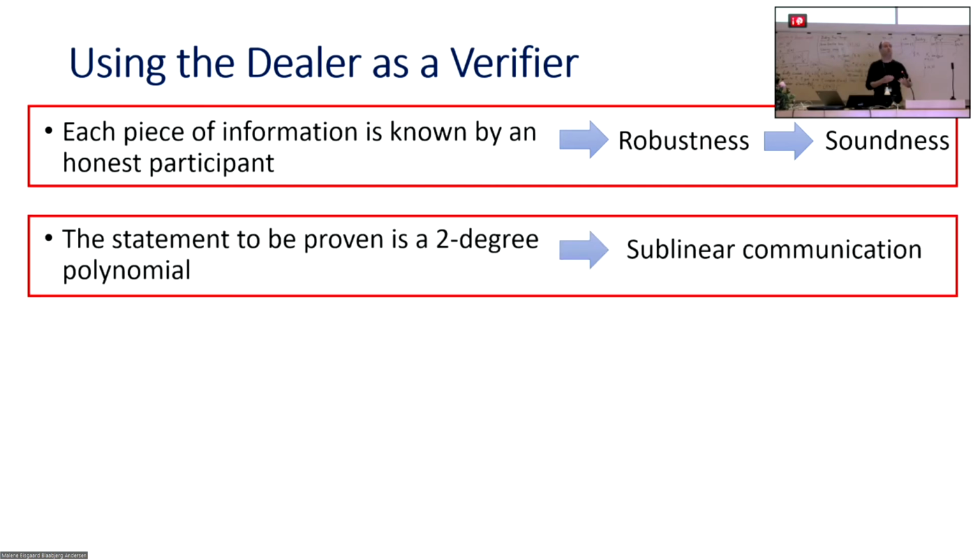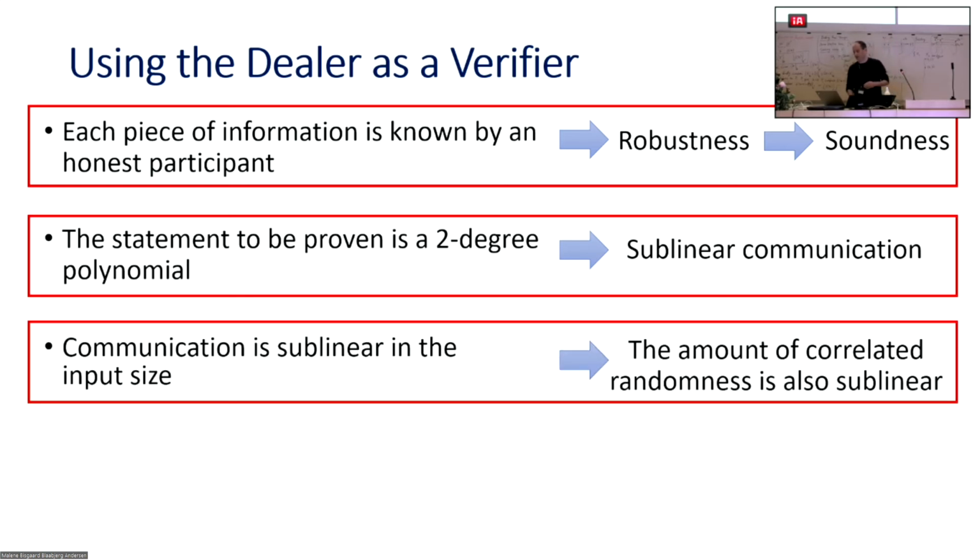And the fact that the statement to be proven is a degree two polynomial means that in this protocol we have sublinear communication. And because communication is sublinear in the input size, and the verifier acts as the dealer in the protocol, the messages from the side of the dealer are also sublinear in the size of the input. And therefore, the correlated randomness that the dealer will give, because its messages will eventually be given as correlated randomness to the parties, is also sublinear in the size of the input.